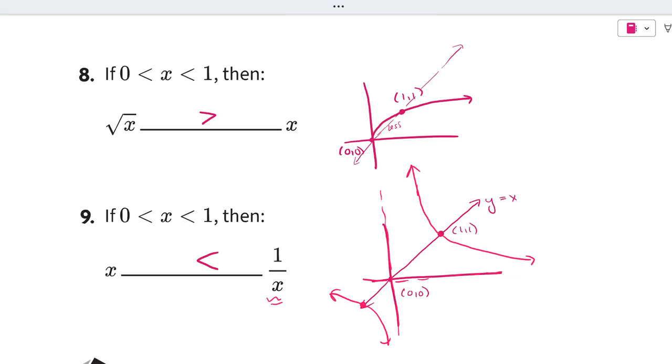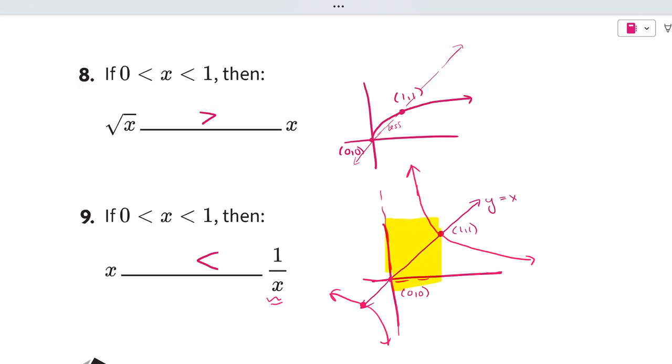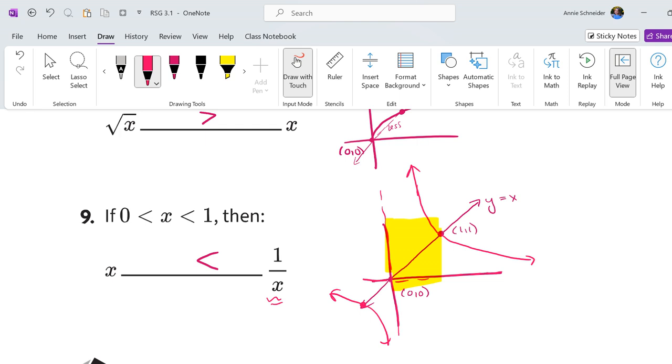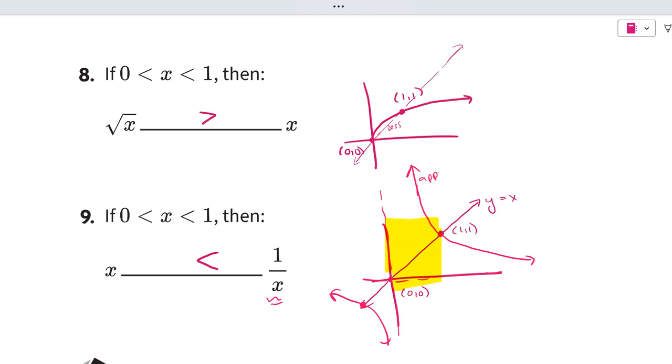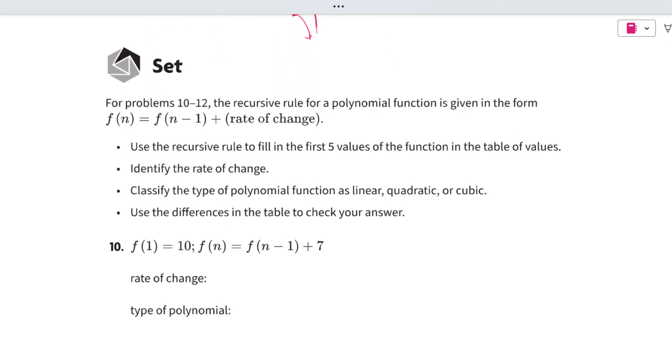But we notice that in between this area here, right, in between 0 and 1, our graph for 1 over x is approaching positive infinity. So that's going to be much, much larger. Once we get to whole numbers of x there, like 1, 2, 3, then that becomes smaller because they approach 0 on this side. But right there, we're approaching infinity. Okay, let's go to our set problems.